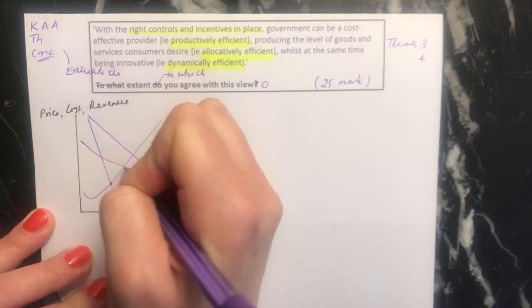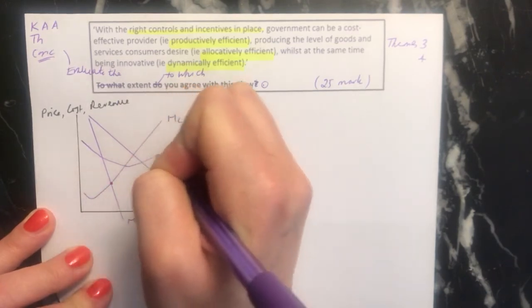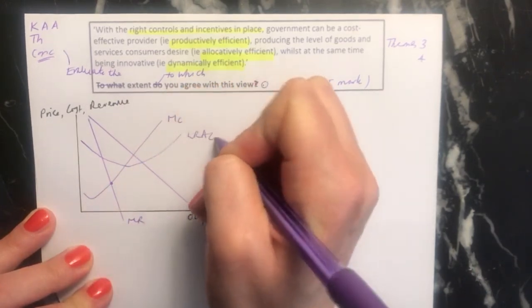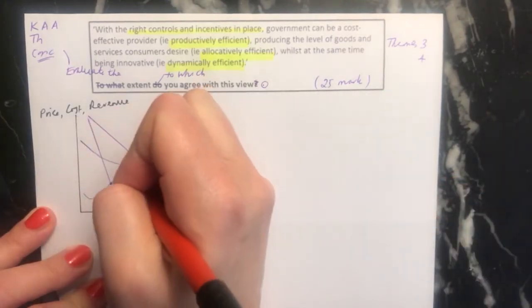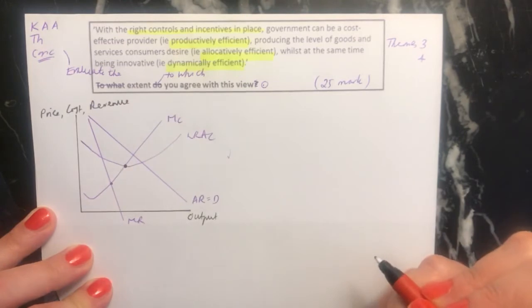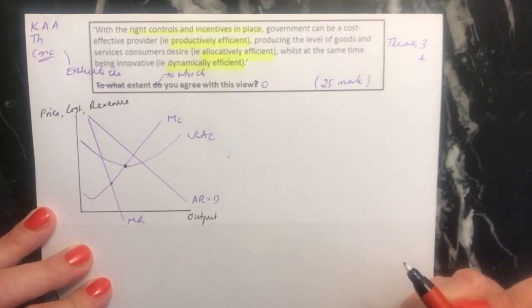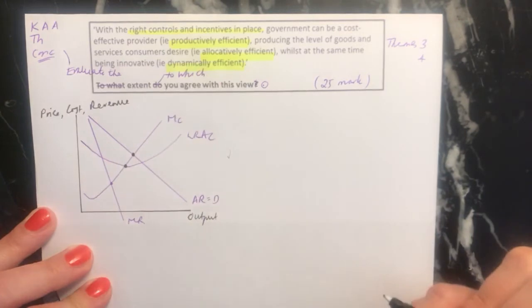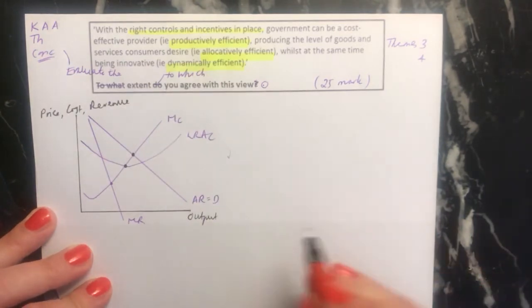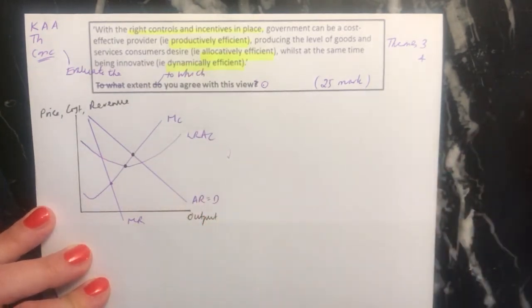Your long run average cost curve, remember, intersecting the marginal cost at its lowest point. And on this diagram, we know that productive efficiency occurs here at the lowest point of the long run average cost curve, where it intersects marginal cost. And we know that allocative efficiency occurs where price equals marginal cost, which is here. And we're now going to talk about those points in our answer.